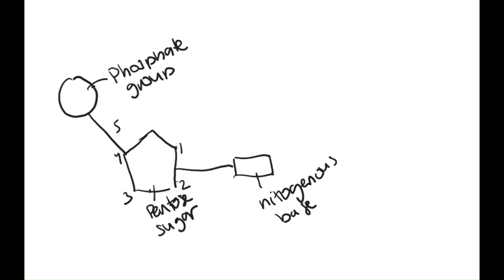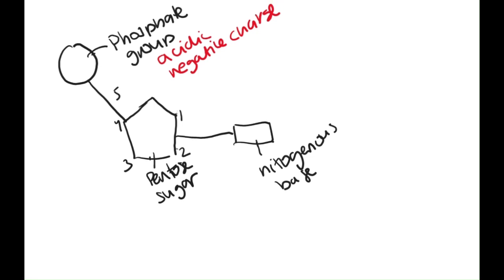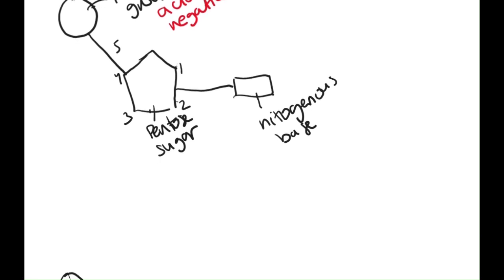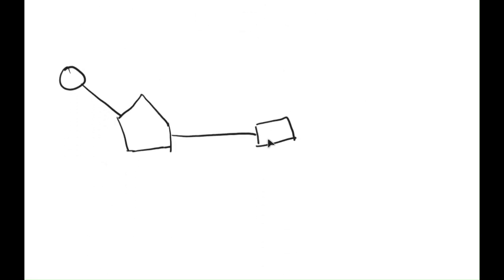There's also a phosphate group. A key thing to note about this is that it's what makes DNA acidic, and it has a negative charge. And the nitrogenous bases are what actually make up the DNA sequence or the base sequence, which allows us to store that information. However, how are these nucleotides actually joined together? They're joined by something called a sugar phosphate backbone.